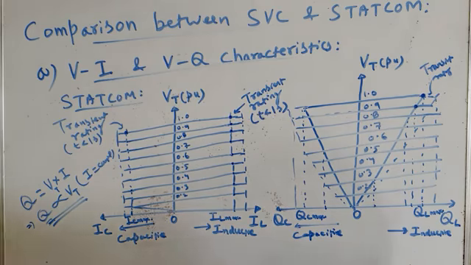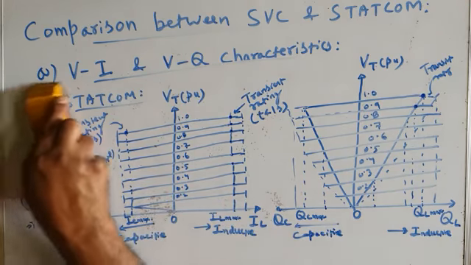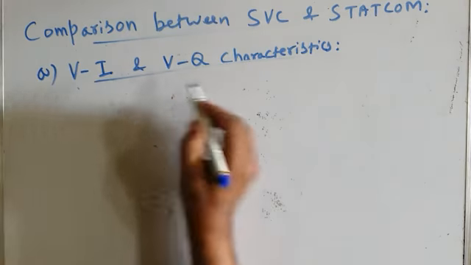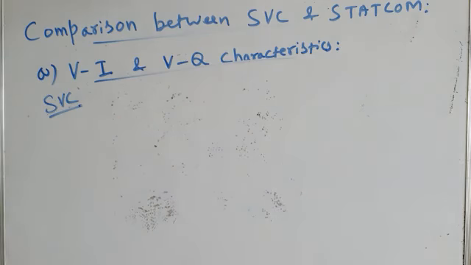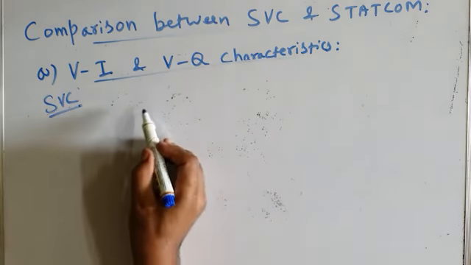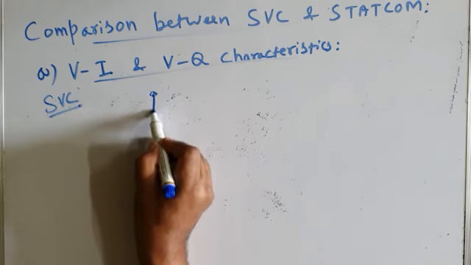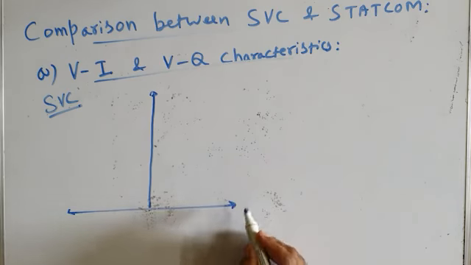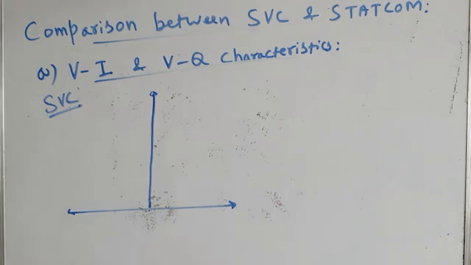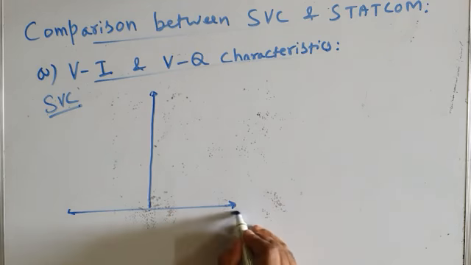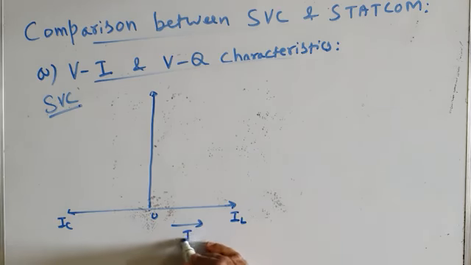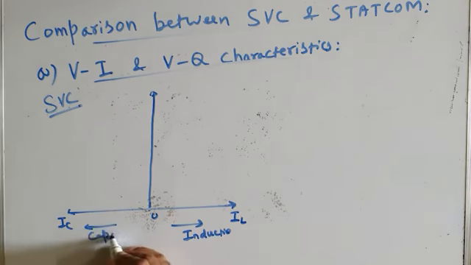Okay, that's about STATCOM. What about SVC? Let us quickly draw the same characteristics for SVC. Now I will write here SVC. For SVC, let me first of all draw VI characteristics. This is inductive current and this is capacitive current. In this region, your SVC is operating in the inductive mode, and in this region, it is operating as a capacitor, that is capacitive mode.